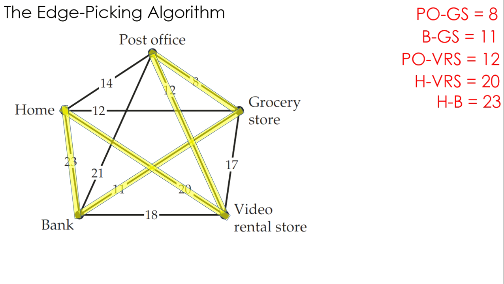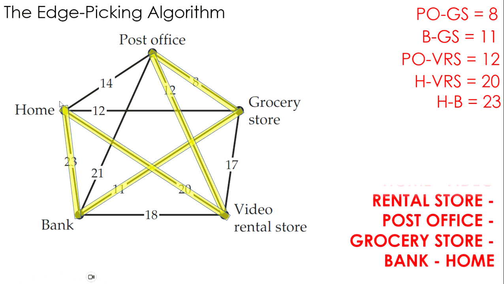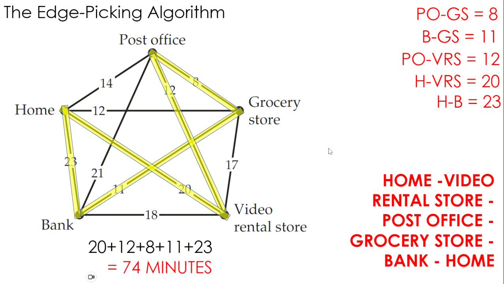So now, since we're done with picking edges, we're going to have the Hamiltonian circuit, starting at home and ending at home. Here we can start with home, going to bank, to grocery store, to post office, video rental, then you end up at home. Or you can have home to video rental store, to post office, to grocery store, to bank, and then home. It's the same because the total weight, or the total minutes, is 74. So there will be 74 minutes of driving time using the edge picking algorithm.